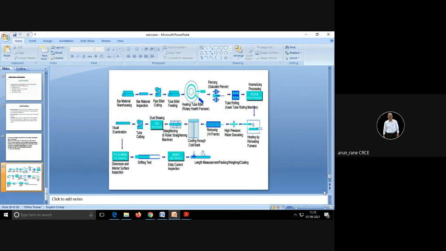Alright, so this is a flow chart. Like you have received bar material, you inspect the bar material, cut koro, then the billet is passed through a rolling process, or piercing process also. So piercing process is what is used for generating the hollow inside, where the rod passes. ऊपर से ऐसा दो रोल है.